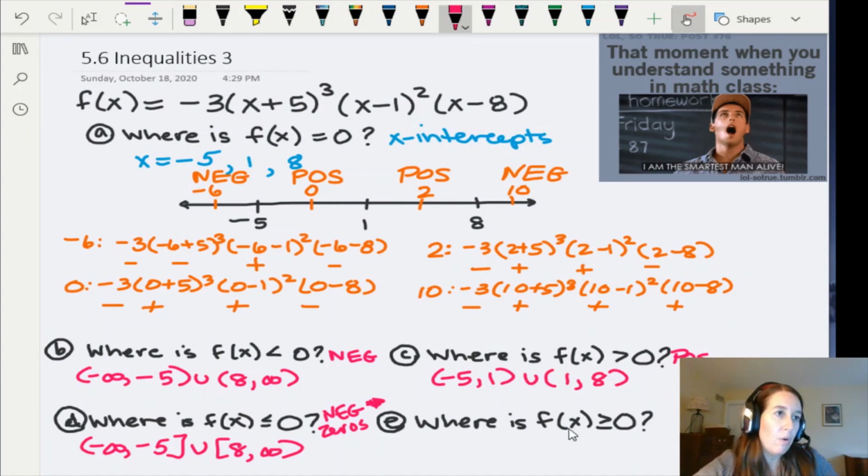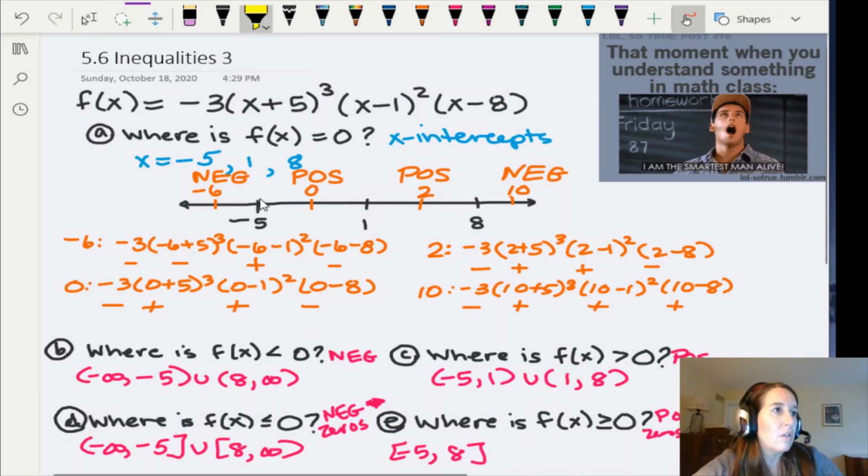Then for this, we need the positives and the zeros. So the positives, so we have -5. We won't stop at 1. We'll go all the way to 8. I like to highlight that one. So when we were just dealing with just the positives, we would be here to here and here to here. But then if we want to include the -5, the 1, and the 8, look how that becomes one interval instead.